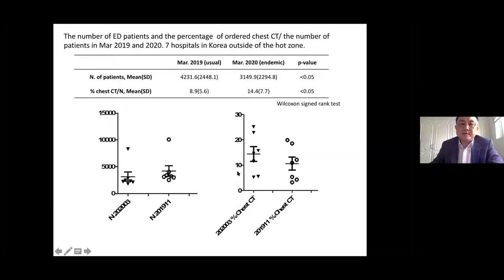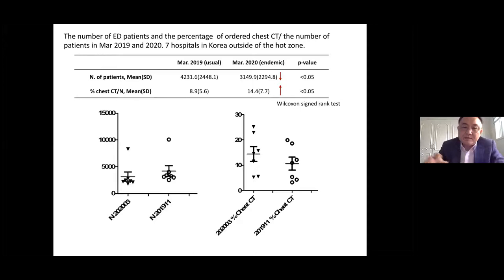So I realized that in the endemic period, the number of patients significantly decreased, and the percentage of chest CT significantly increased. That means we have fewer emergency department patients. I think that is because of a kind of medical distancing, not social distancing. With a smaller number of patients, we perform more chest CT to block the entry of COVID-19 patients.